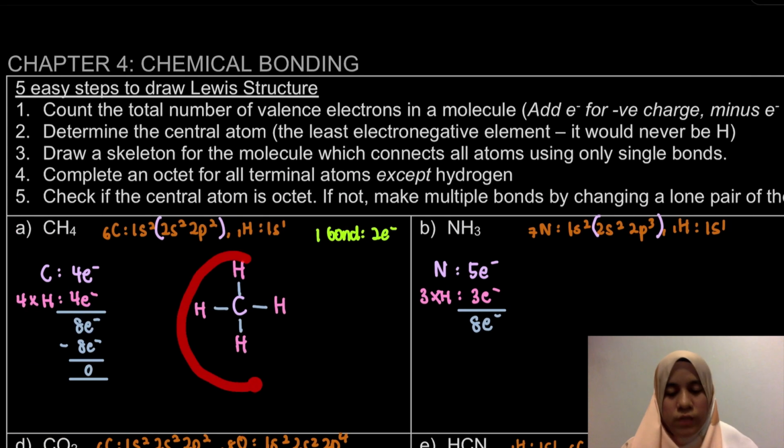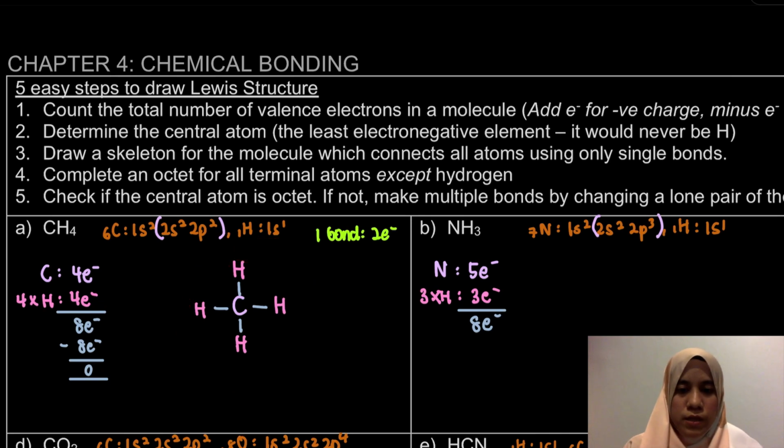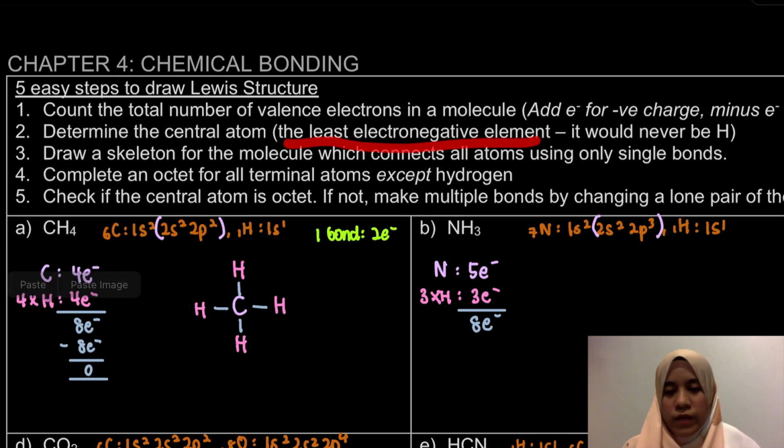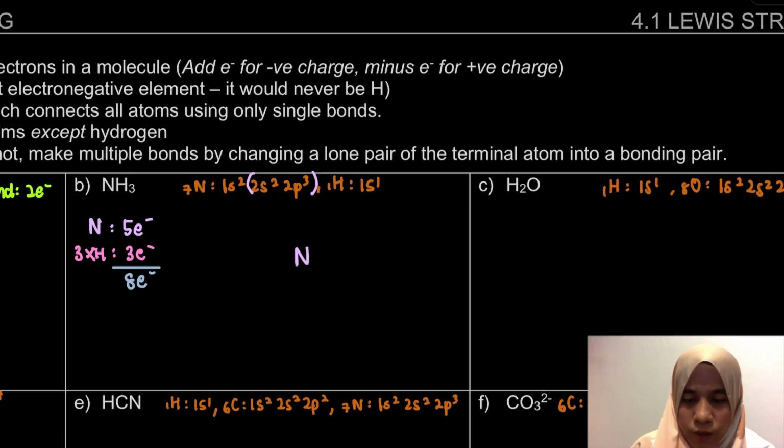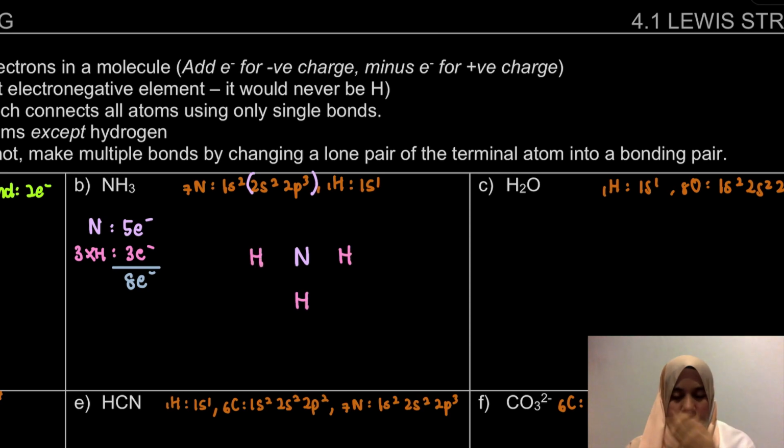To determine the center, the central atom must be the least electronegative element, but it would never be H. So if it's not H, then it must be N. So N will be in the middle here, and then we have our hydrogens. We have 3 hydrogens: 1, 2, 3. And then we connect all the atoms using single bonds: 1, 2, 3.